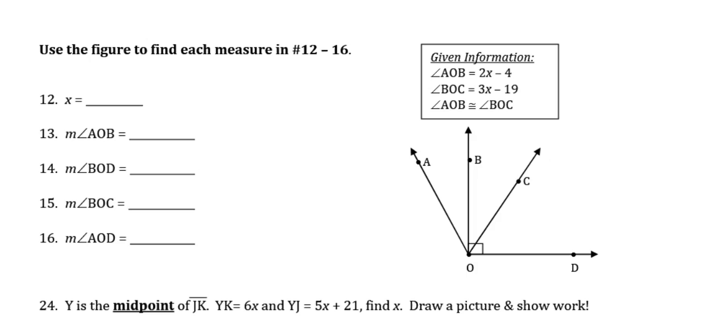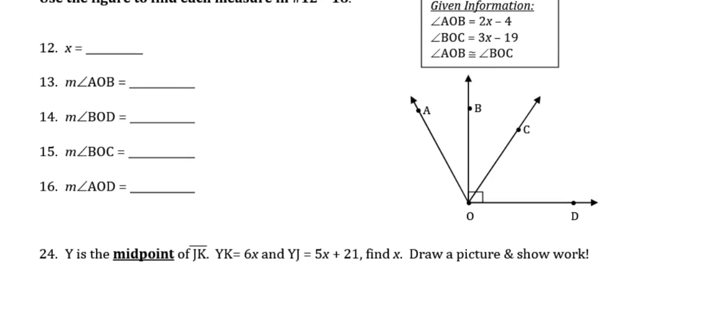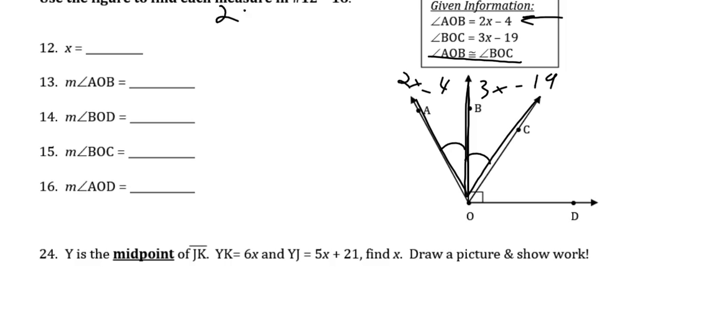All right. Use this drawing to find the answers. Well, where's AOB? AOB is right here. It is 2x minus 4. So I'm going to write that right here. BOC is right here. That's 3x minus 19. I also know these two are equal to each other, so I put my arc marks. And I'm literally going to just write them equal to each other right here.